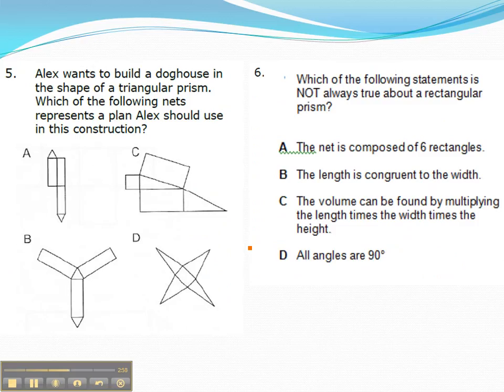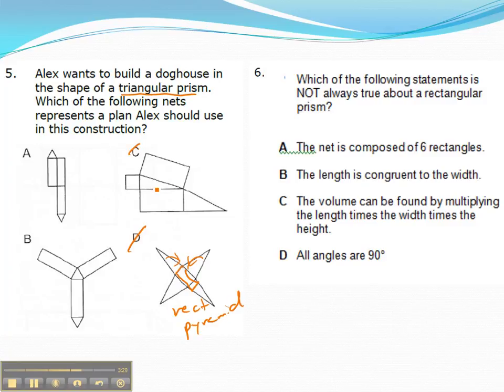Problem 5. Alex wants to build a doghouse in the shape of a triangular prism. Which of the following nets represent a plan Alex should use in this construction? Well, a triangular prism needs to have 2 parallel and congruent triangular bases. It rules out answer choice D because the base of answer choice D is a rectangle, and these faces would fold up to a point, so really this would be a rectangular pyramid.